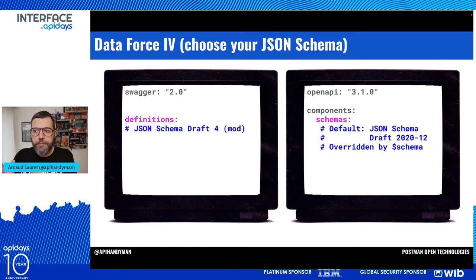So you can be sure that if you design your schema with a specific version of JSON schema, you put it in your spec and it will always work. And if newer versions arrive, you will be able to use them seamlessly.